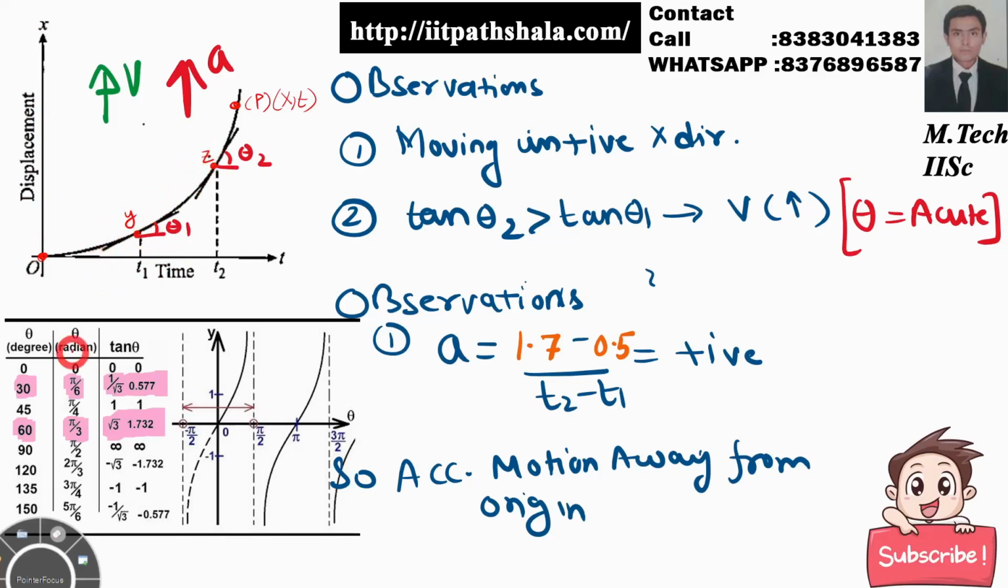These are my 2 points. Fine with that. Find the tangent, find the angle, find the tan of that value. So this is the case of acute angle. Because my theta 2 is greater than that of theta 1, I can say that tan theta 2 is greater than that of tan theta 1, and both are positive. Remember that both are positive. So I can say that my velocity is increasing, as you can see from the slope, and both are positive.